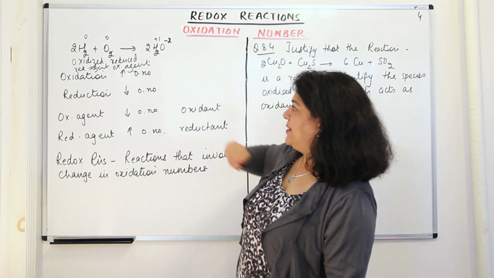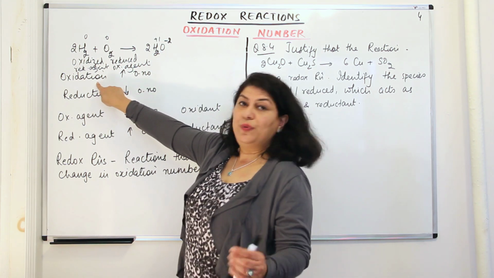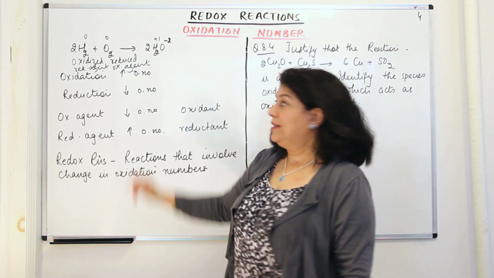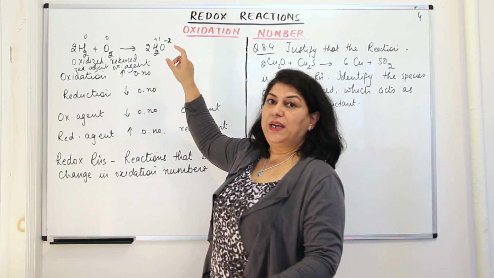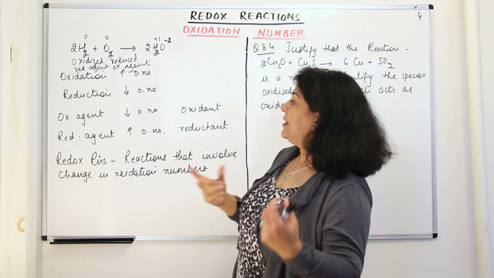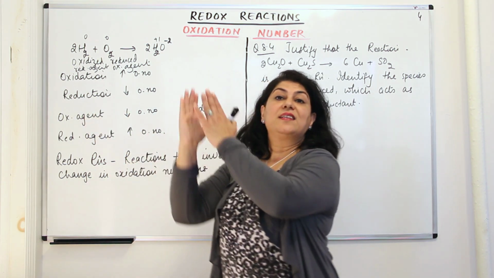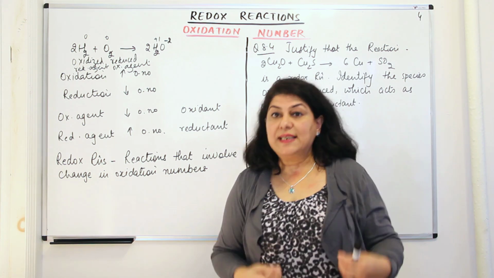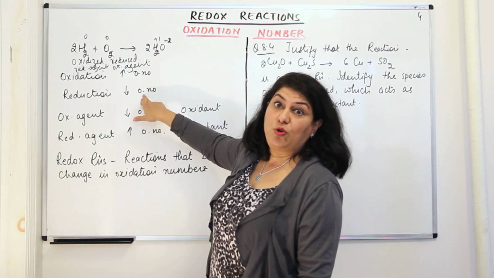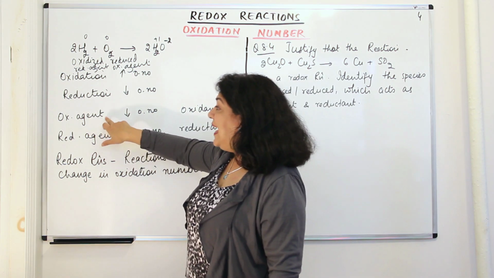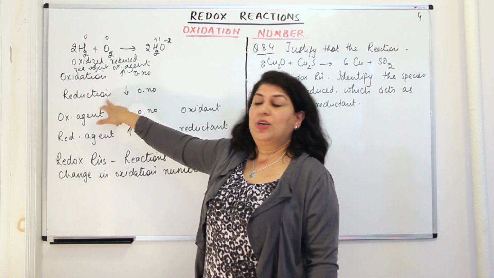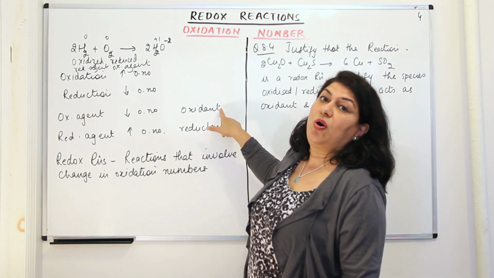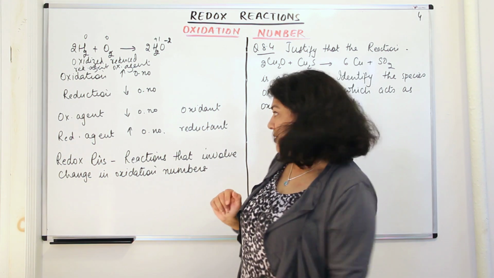So let us just summarize this. This was the reaction. So what do we understand from this? Oxidation can be defined as an increase in oxidation number. If any atom is undergoing an increase in oxidation number, we say it is getting oxidized. Reduction may be defined as a decrease in oxidation number. So any substance in which the oxidation number is decreasing would be the substance that got reduced. The oxidizing agent would be the substance that got reduced. Therefore, it is also decrease in oxidation number. And the oxidizing agent is also known as the oxidant.